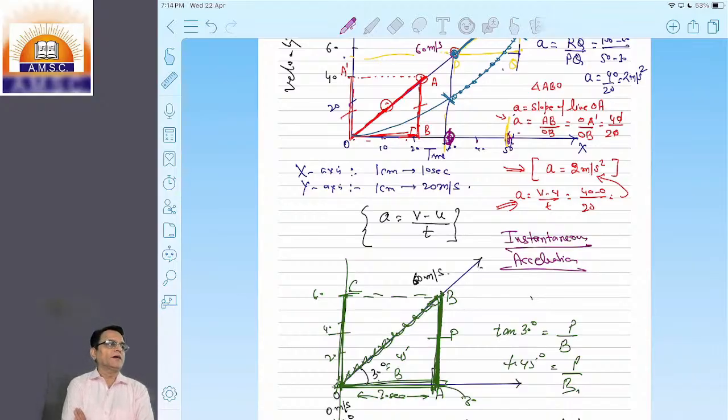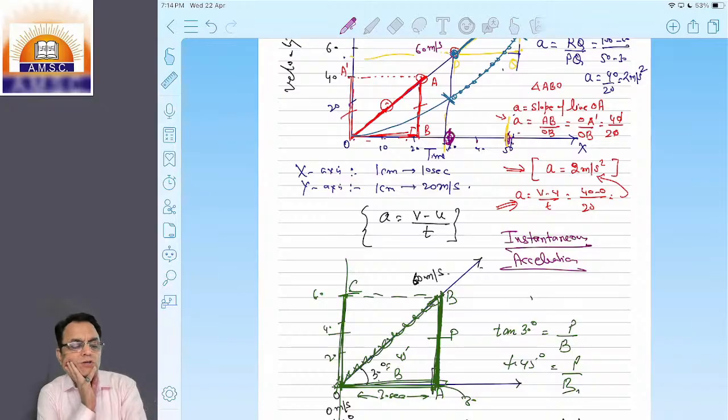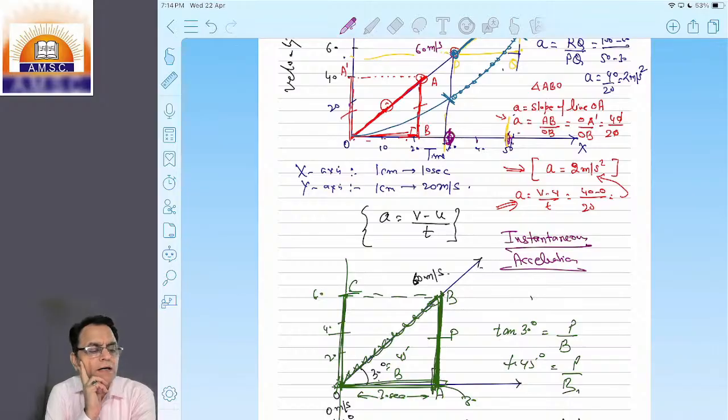In a velocity time graph, the acceleration of a moving body can be estimated by finding out the slope of the line under consideration.